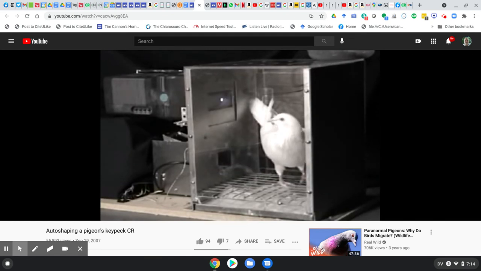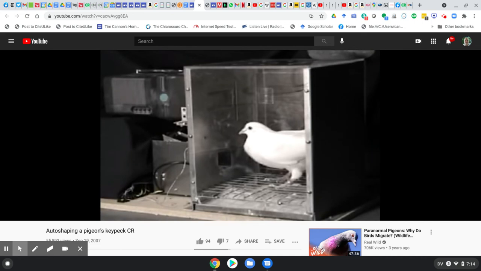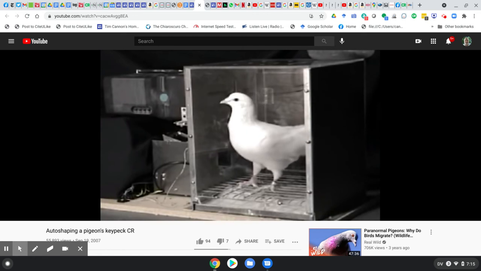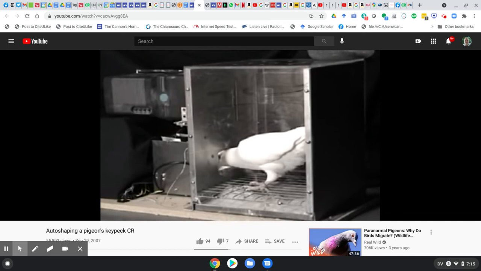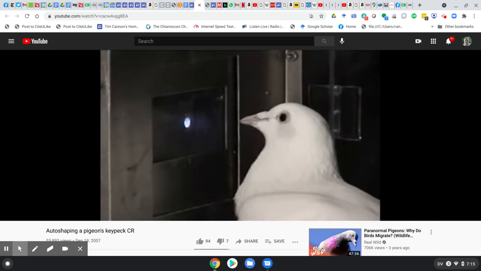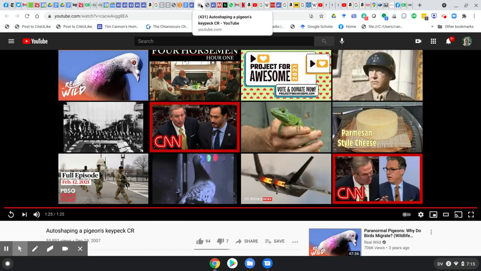And the light goes on. He seems more intrigued. And there's the food. And by the way, these are females. I shouldn't say he. And the light comes on and she's intrigued. And there's the food. And now she's near where the light comes on. And there's the light. And what the heck is she doing? She's pecking at the piece of plastic that covers the light. And she has learned to peck. She has been auto-shaped. This saved so much time for my pigeon friends.